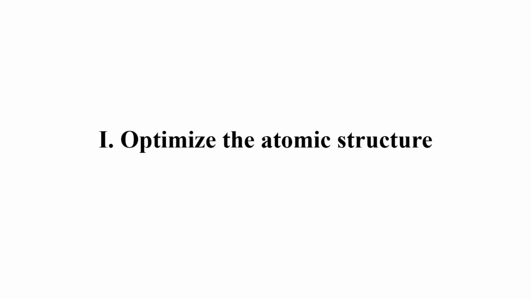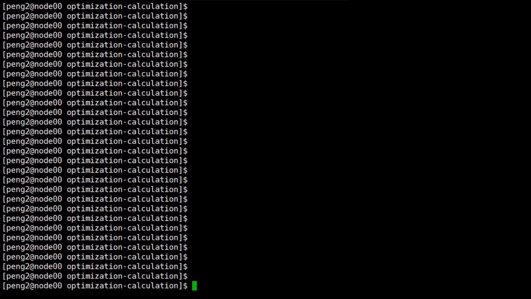Step 1. Optimize the atomic structure. Prepare 4 input files for structure relaxation calculation by VASP: INCAR, POSCAR, POTCAR, and KPOINTS. There are specified parameters in the file INCAR that define the calculation.